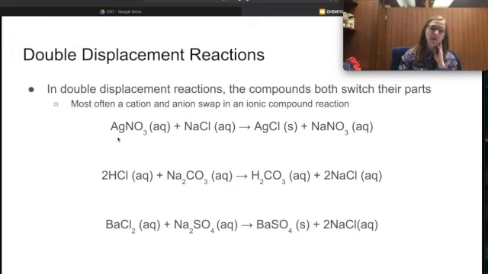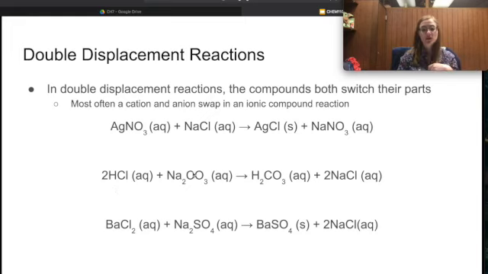In this case, up here, we have silver nitrate reacting with sodium chloride to make solid silver chloride and sodium nitrate. So we see that in the reactants, the nitrate is paired with the silver, but in the products, the nitrate is paired with the sodium. In the reactants, the sodium's paired with the chlorine, but in the products, it's actually silver that is paired with chlorine. So we just swapped the nitrate from the silver to the sodium, and then when it took chlorine's place, chlorine went from the sodium to the silver. That's the idea here.